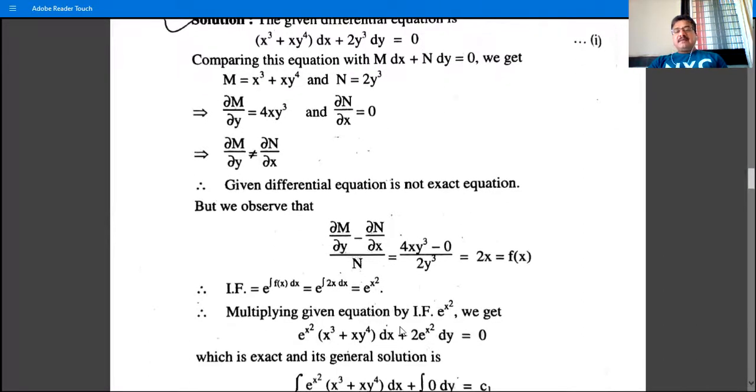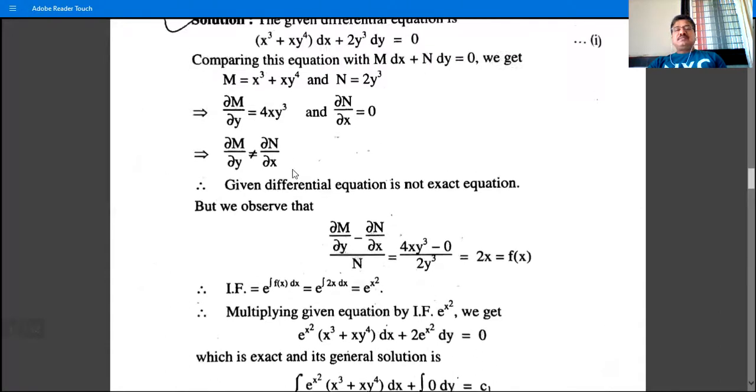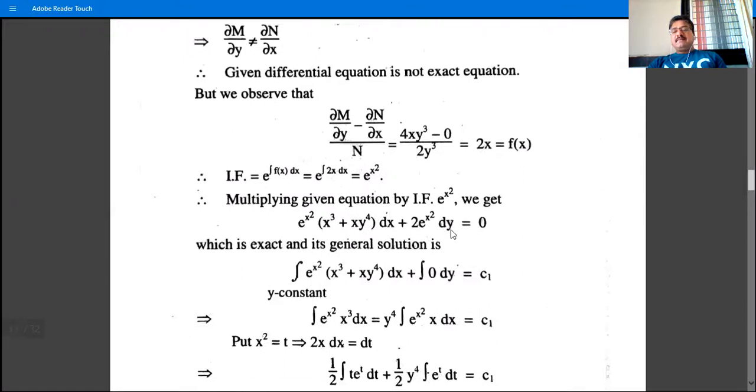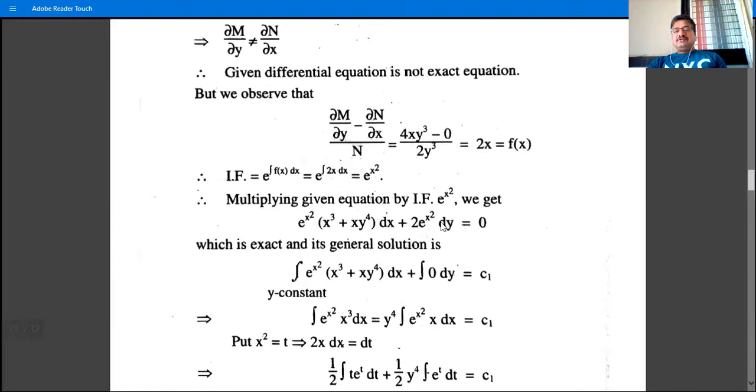So multiplying equation 1 throughout by the integrating factor, e raised to x square, we have e raised to x square into (x cube plus x y raised to 4) dx plus 2 e raised to x square into y cube dy, right? The y cube was missing here, so write that y cube here, equal to 0. This is an exact differential equation though.